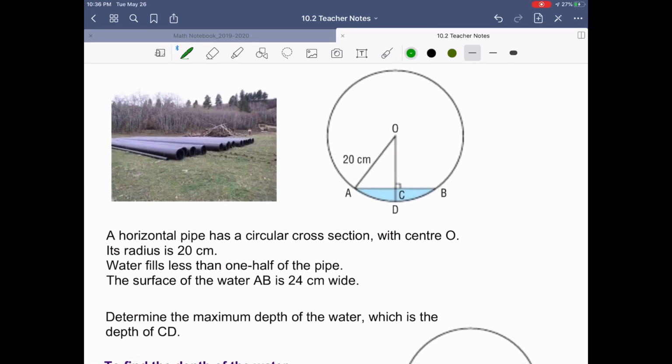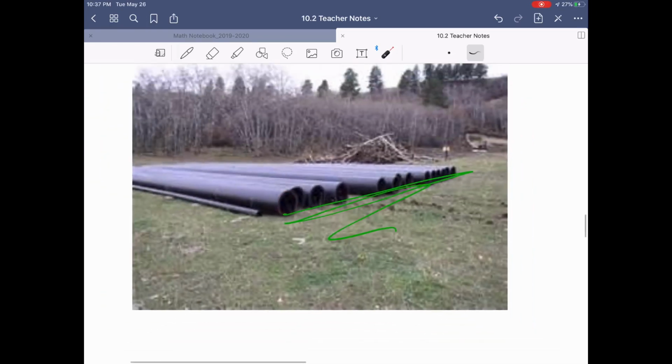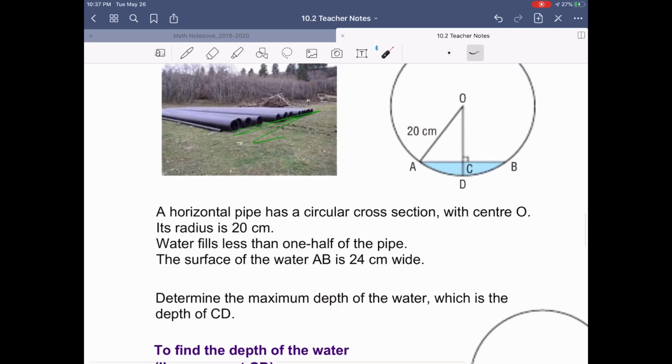So here it says a horizontal pipe, okay? So you have these pipes in the diagram right here. So it's a circular pipe, okay? It has a circular cross-section with a center O. So we're just looking at this part of the pipe, okay? It has a circular cross-section with a center O.